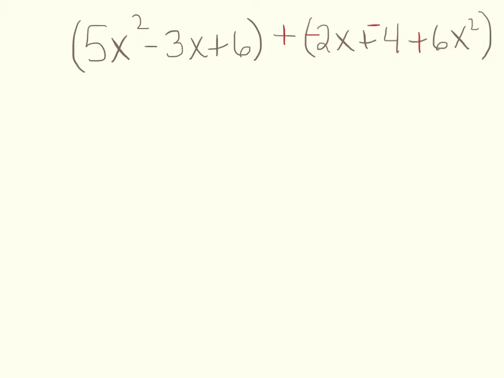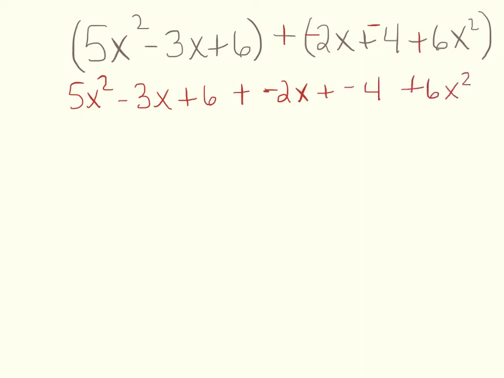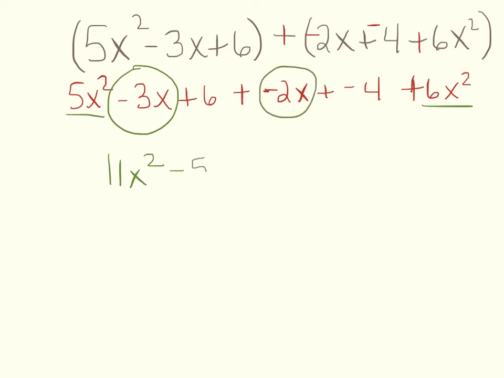So again, now we have this. We have 5x squared minus 3x plus 6 plus negative 2x, it's a negative there, plus negative 4 plus 6x squared. So when we do this, we still get all of the same answers because we have 5x squared and 6x squared is 11x squared. Then we have negative 3x and negative 2x gives me negative 5x. And then we have 6 plus negative 4 is 2. Same answer, a little bit different method.